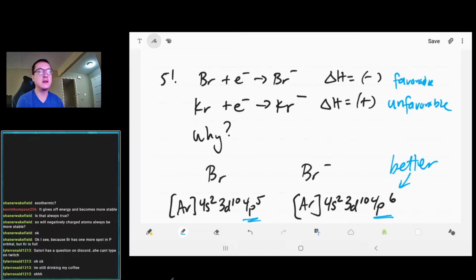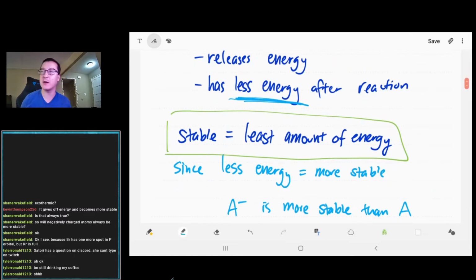Okay, so I'll put that in writing. Typically this is delta H because it's a reaction. Technically, we could also say delta E, change in energy. A change in energy that's positive is always unfavorable. You don't want to gain energy. So just like the same thing here, the lower energy you have, the better.